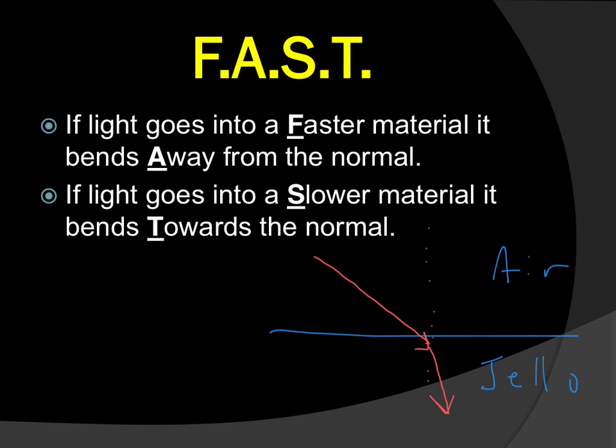If it's leaving the jello and going into the air, that's a scenario where the new medium, because going from jello into air, would be faster, and so we bend away from normal. So it would look more like this. If we go from jello into air, we would go upwards and then bend away from normal. So FAST. If you're ever unsure, just remember the FAST acronym.